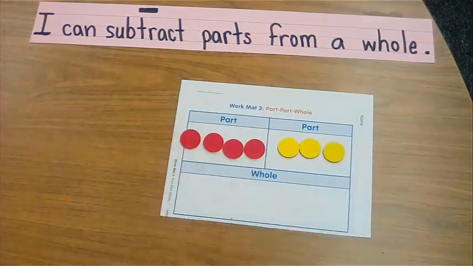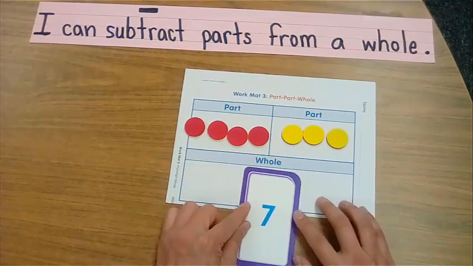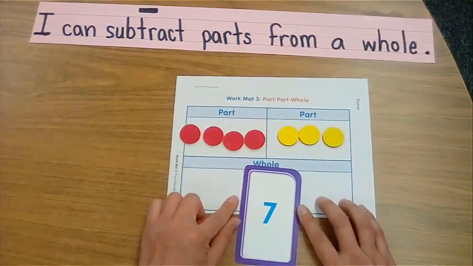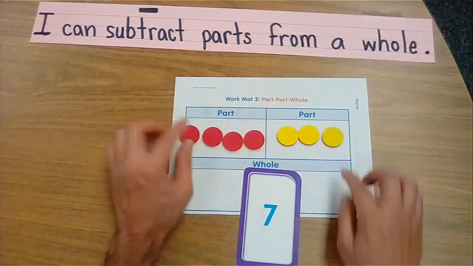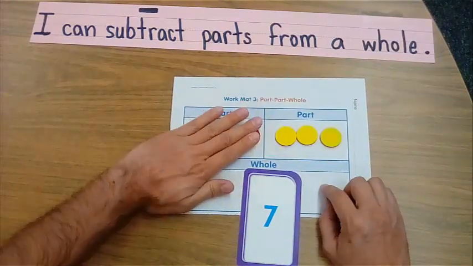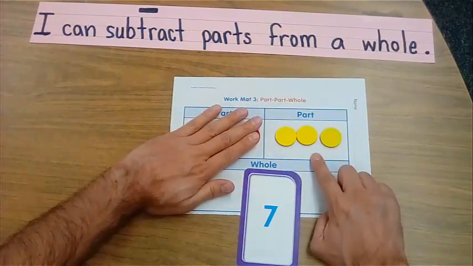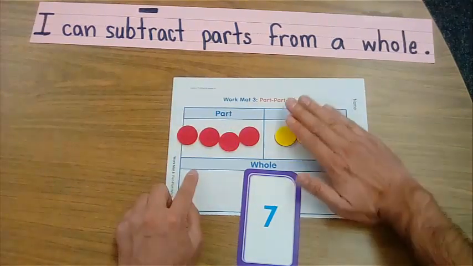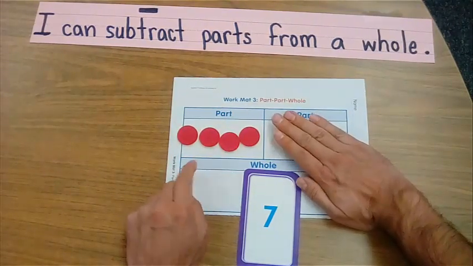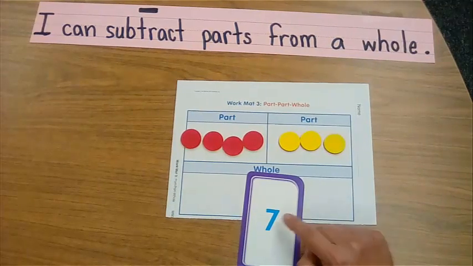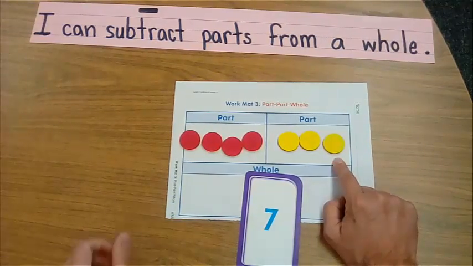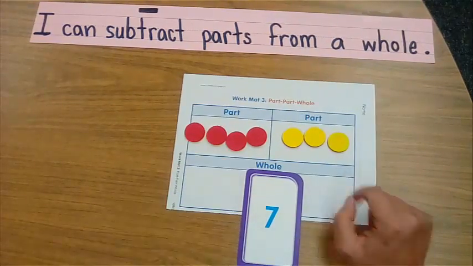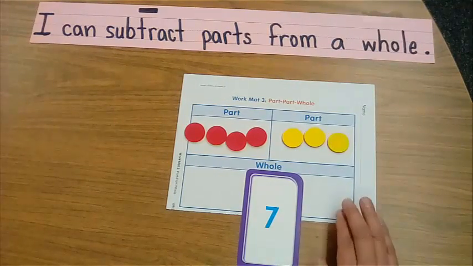So, and I'll use this card so that we remember what the whole was. So I know that if I had 7 altogether and one part was 3, then the other part has to be 4 counters. So 7 minus 3, or subtract 3, equals 4. Let's do some more.